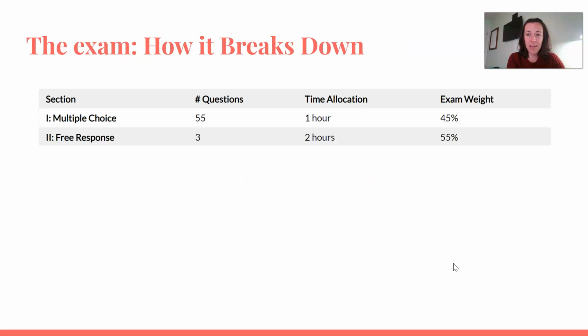All right, so the exam. This is how it breaks down. The free response essays, the ones that we've really been spending more deliberate time with, that structure and that format, are the bulk of the exam. They're 55% of your final score. The multiple choice, though, 45%, is not nothing.